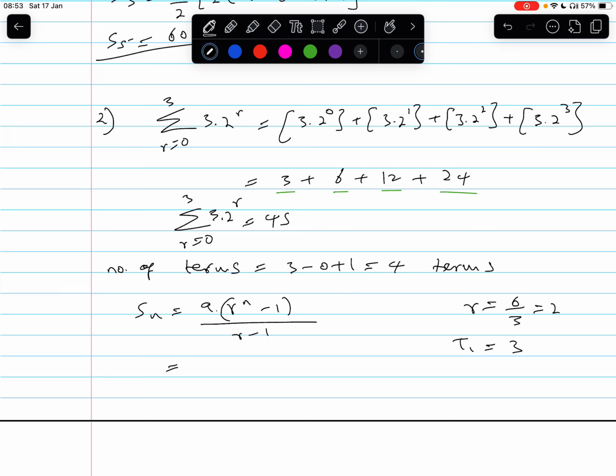Sometimes it can be different, particularly when we're starting at some different value, like 0 or starting at 2. So you need to make sure you calculate the value of a, which is the first term. Okay, so a is 3, r is 2, to the power of 4, minus 1 over r, which is 2 minus 1, and then the sum to 4 terms.